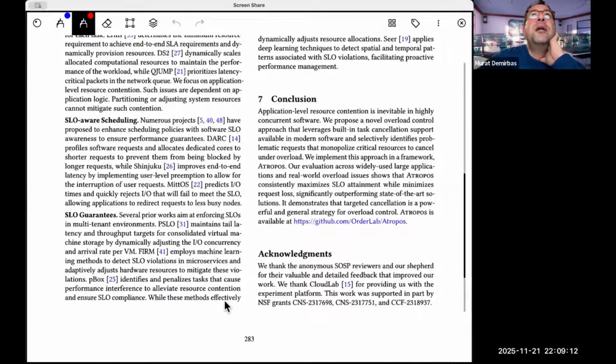Okay, conclusion. Application level resource contention is inevitable in highly concurrent software. We propose a novel overload control approach that leverages built-in task cancellation support. We implement this approach in the framework Atropos, while it demonstrates that targeted cancellation is a powerful and general strategy for overload control, it's available here.